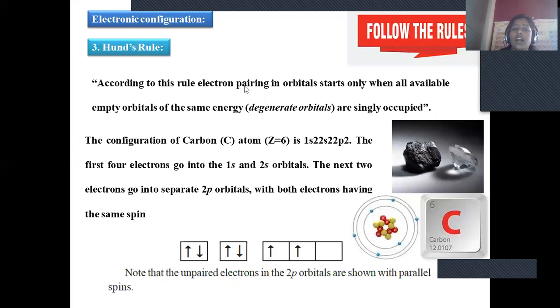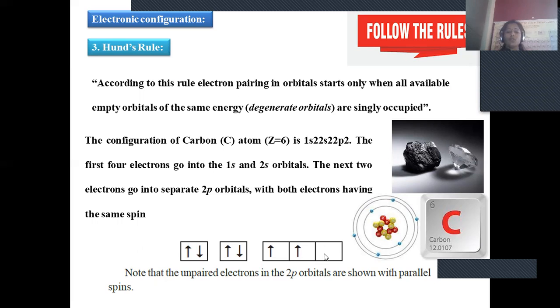In accordance with Hund's rule, electrons are filled such that all the available empty orbitals of the same energy are singly occupied, and only then is pairing of electrons possible. All 3 orbitals are of equal energy, called degenerate in nature. So the first electron goes into the first orbital, the second electron into the second orbital, rather than 2 electrons in a single orbital, because all 3 orbitals are of equal energy, right? That's why the electrons should be singly occupied first.